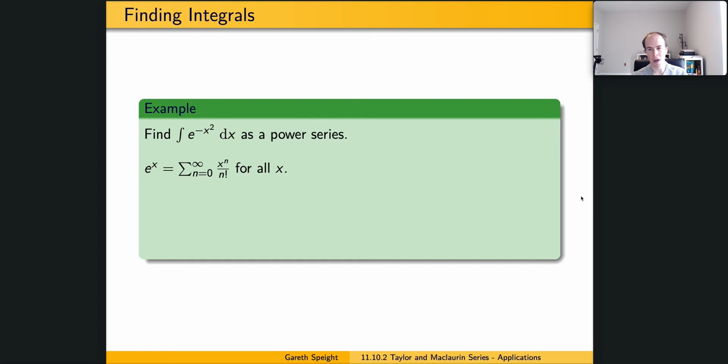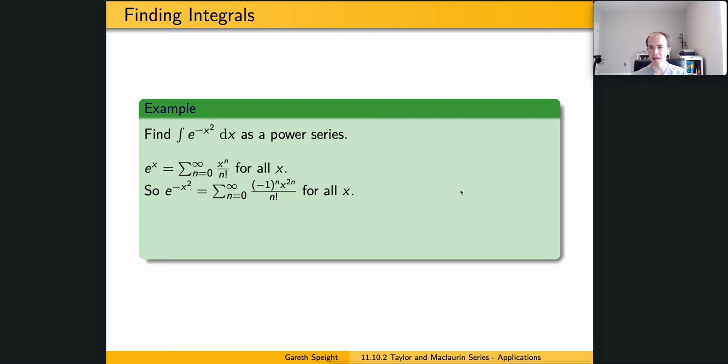So replacing x by negative x squared everywhere, we get e to the negative x squared is the sum of negative x squared to the n, all divided by n factorial. And then I have negative x squared to the n. I get negative 1 to the n times x squared all to the n. x squared all to the n, we multiply the powers, is going to give us x to the 2n. So we found a representation for e to the negative x squared. And now we just have to integrate both sides.